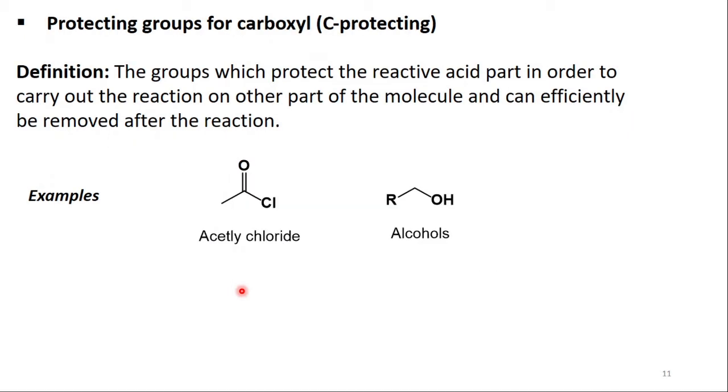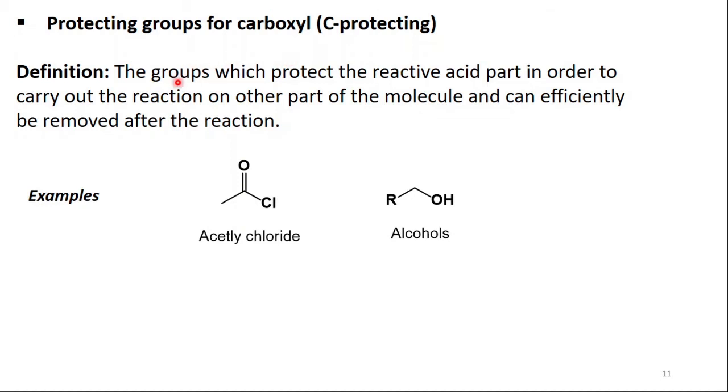Then you have protecting groups for COOH. So, C protecting means protecting groups for acids, COOH protecting groups. Why are we protecting? Because COOH, being a labile and very reactive group, causes intervention during the reaction of the other part. That is why the COOH group has to be protected in order to carry out the reaction at the other part of the molecule.